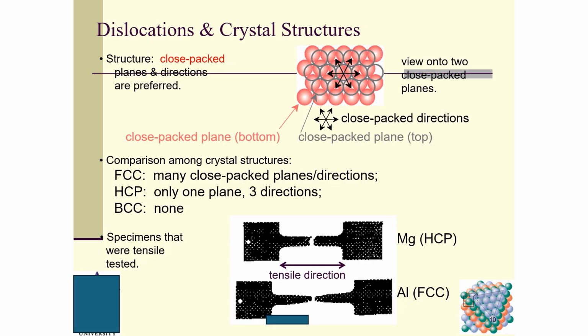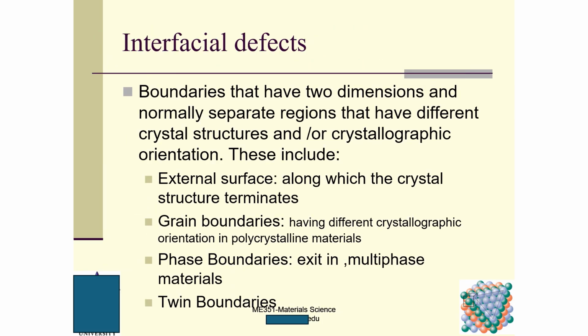Okay, so comparison among crystal structures. FCC has many close packed planes and directions. HCP has only one plane and three directions. And BCC, none. So these are specimens that were tensile tested here. And then we talk about interfacial defects.